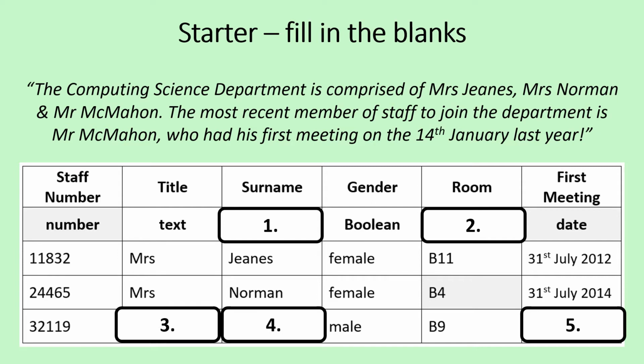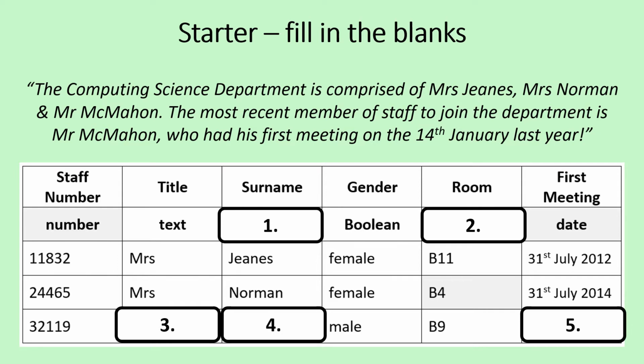Number 2, we're looking at the room field. So as you can see below, there's B11, B4 and B9. Now some of you may have thought, because they are room numbers, I'm going to apply the number data type to that field, but you would be wrong if you've written number. The reason it's not number is because it's comprised of letters and numbers. So there, what we do in the database is just store that as text. So number 2 is text.